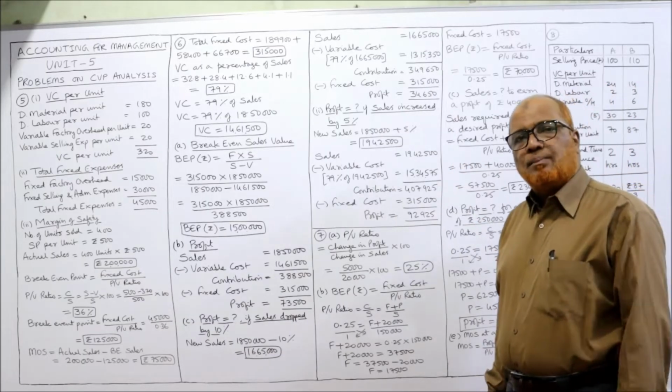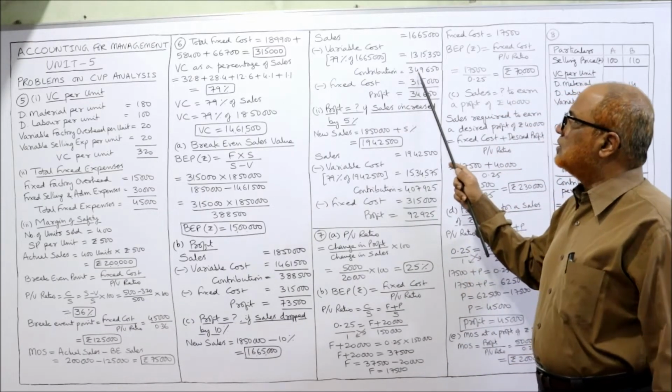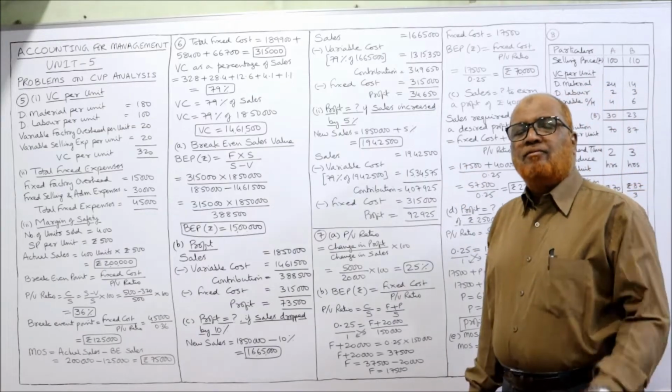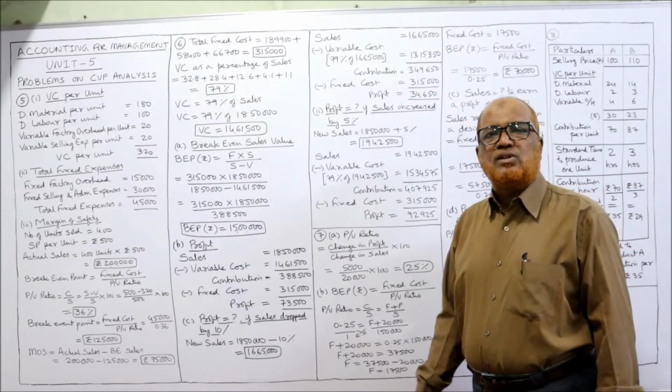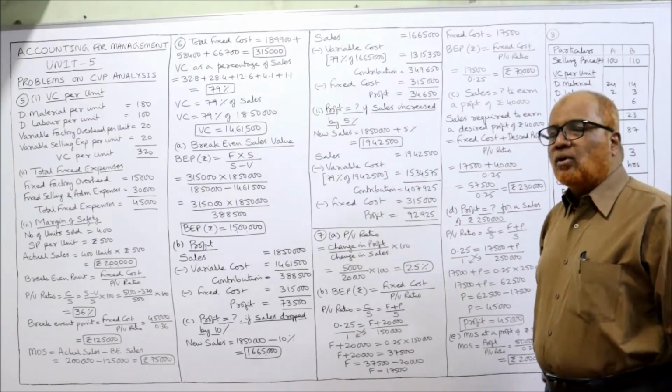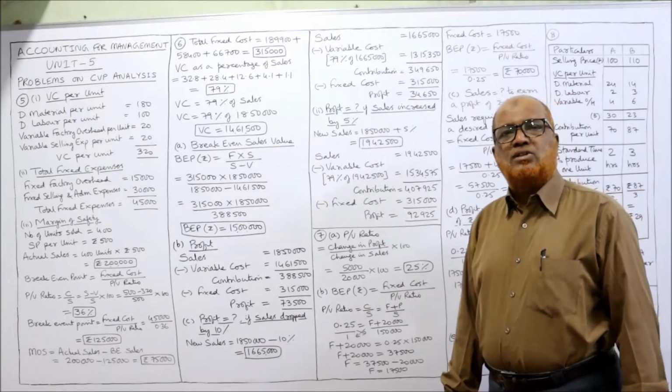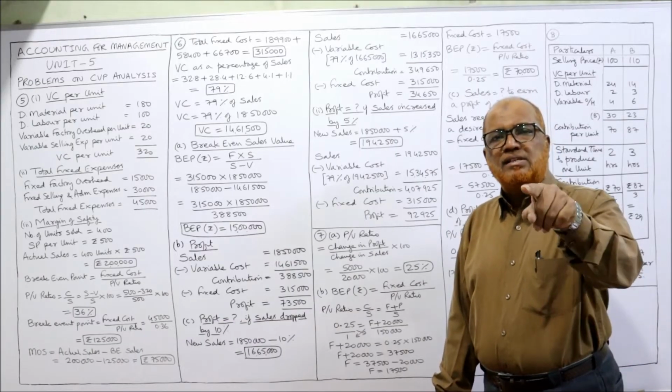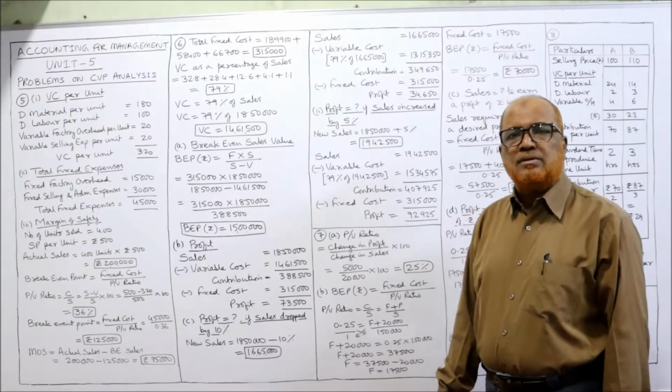is 13,15,350. Subtract, we'll get the contribution, 3,49,650. From contribution, deduct the fixed cost. Fixed cost will remain the same, 3,15,000. Deduct, and 34,650 is the profit. This is the profit we will get if the sales are dropped by 10%.